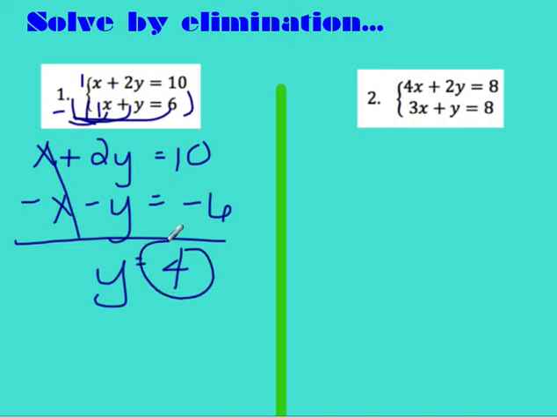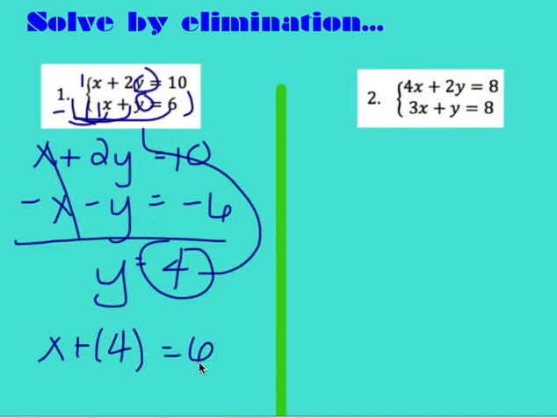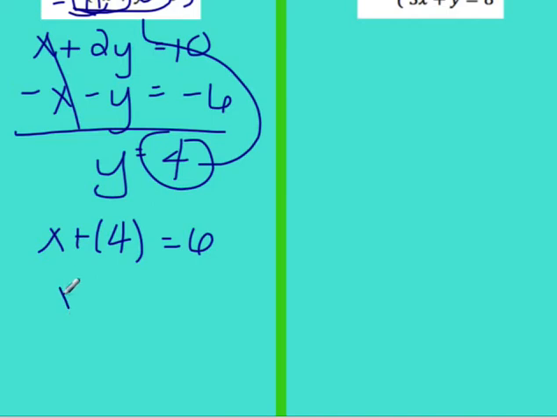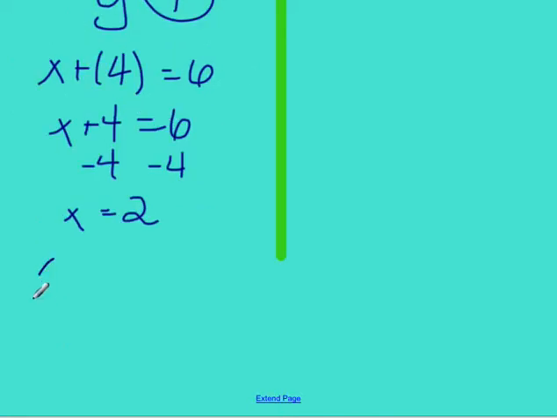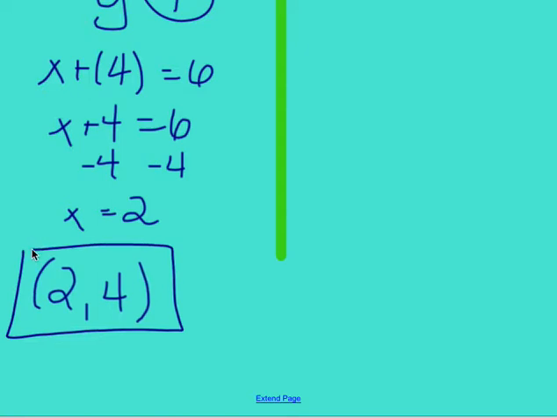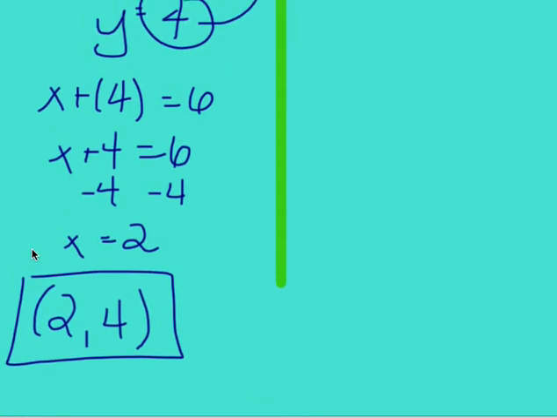So I need to take that y and plug it in for either y up here. I'm going to plug it into the second equation. So I'm going to take the y out and put 4 in instead, and that's going to be equal to 6. So this is really the same as x plus 4 is equal to 6. So to solve for x, all I have to do is subtract 4 from both sides, and I end up getting that x is equal to 2. So now I'm going to write this out as a coordinate point, (2, 4). So that's my final answer for number 1.